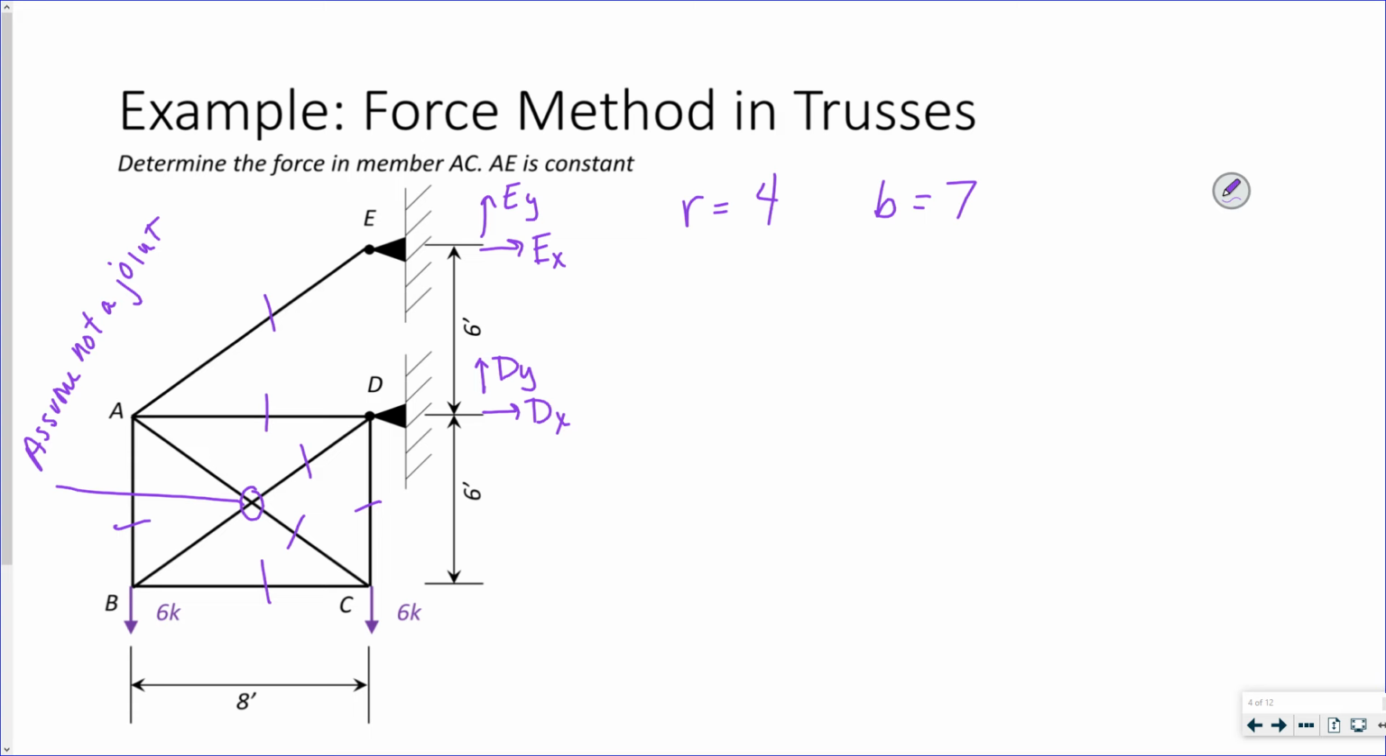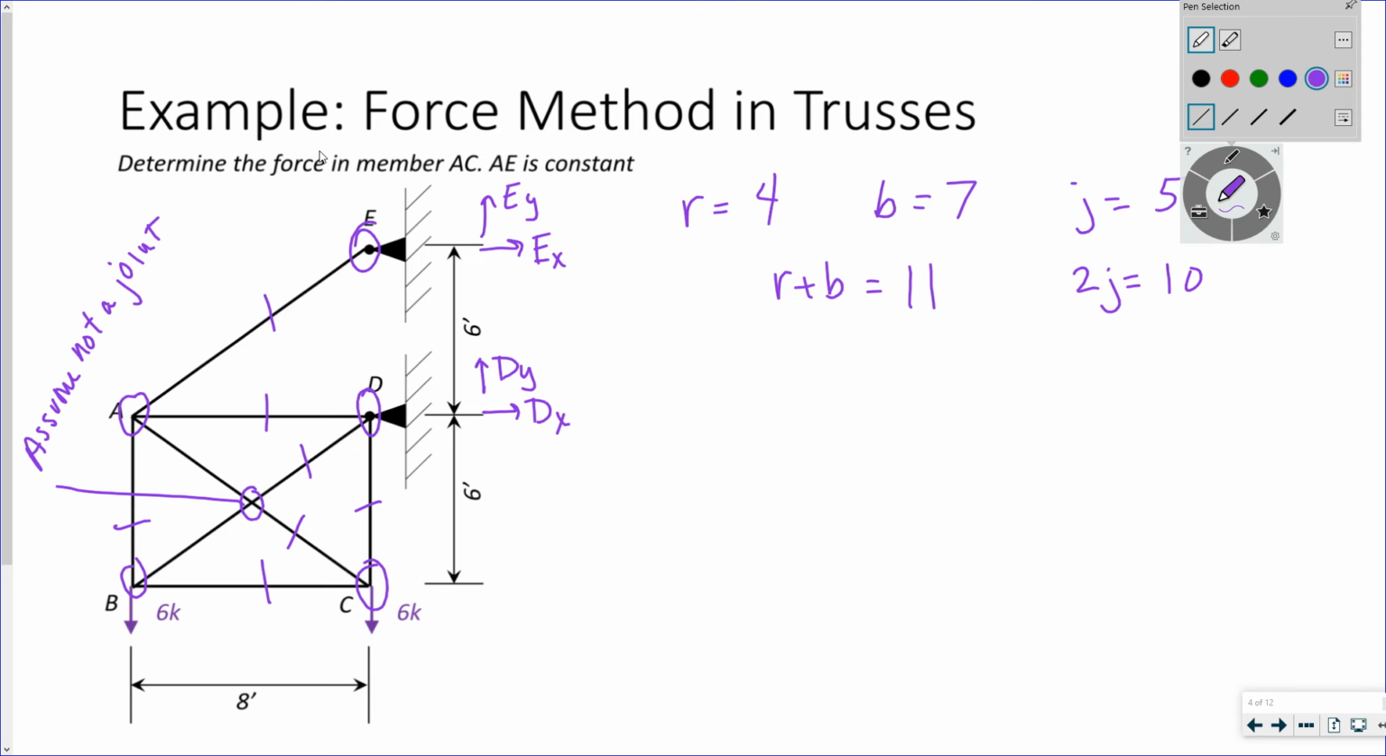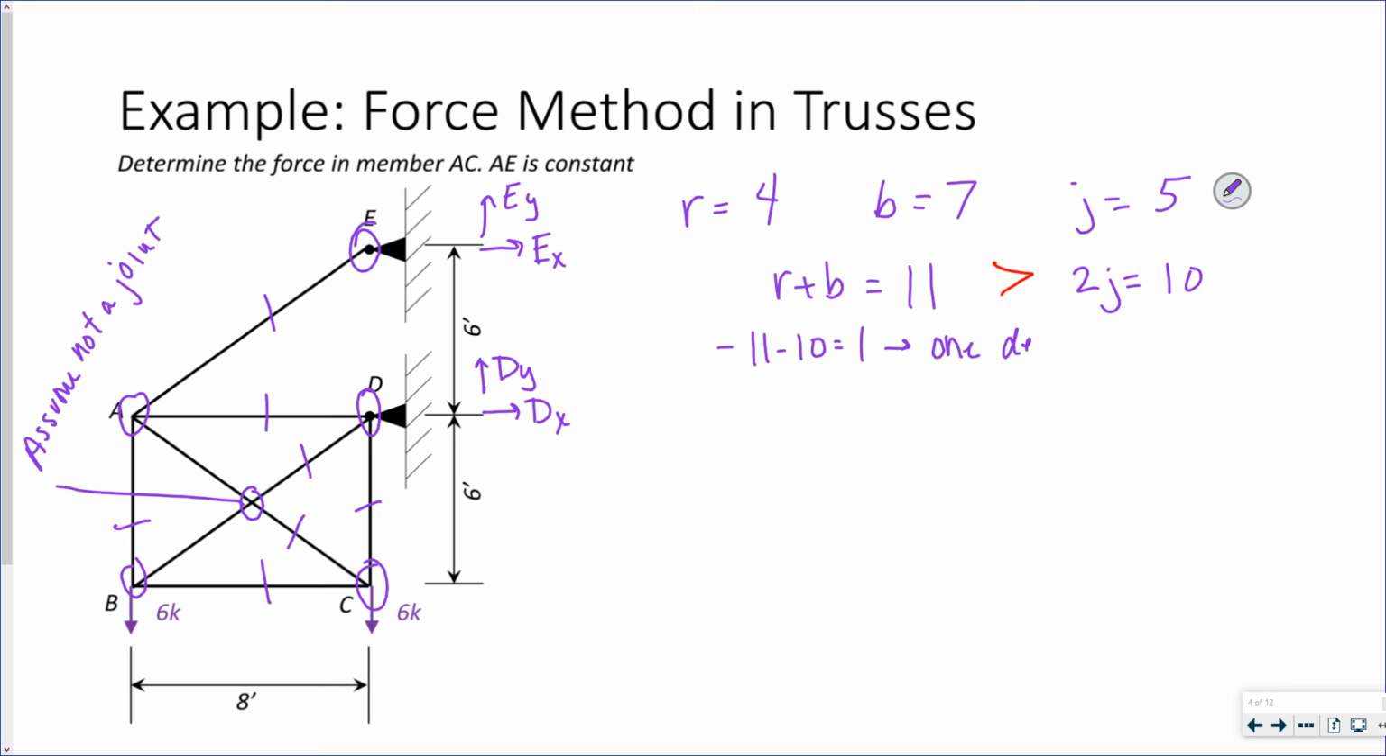My number of joints: 1, 2, 3, 4, 5. So R plus B is 4 plus 7. That's 11. That's my number of unknowns. My number of knowns is 2J, which is 10. So I've got a statically indeterminate truss, right? And how indeterminate is it? 11 minus 10 is 1. So it's 1 degree indeterminate.